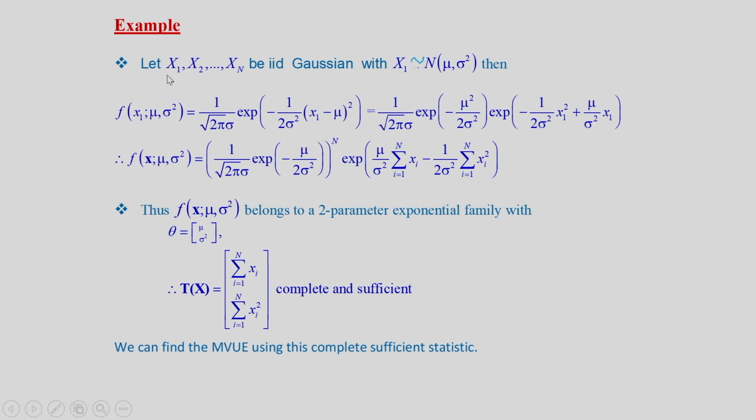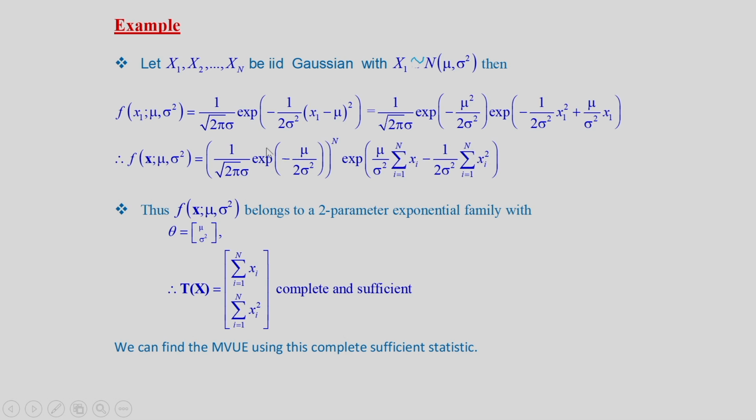Now, for n random variables, the joint PDF as a function of mu sigma square, which is the likelihood function, we can write it as this factor to the power n, and then exponential, because of the product now all summation will come: exponential mu by sigma square into summation xi, i going from 1 to n, minus 1 by 2 sigma square into summation xi square, i going from 1 to n.